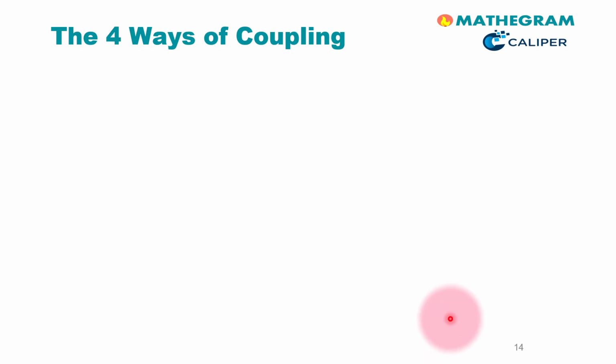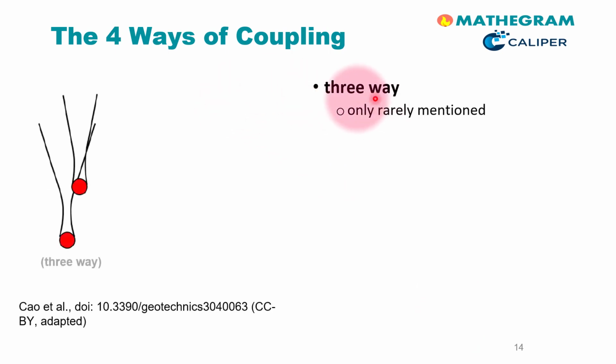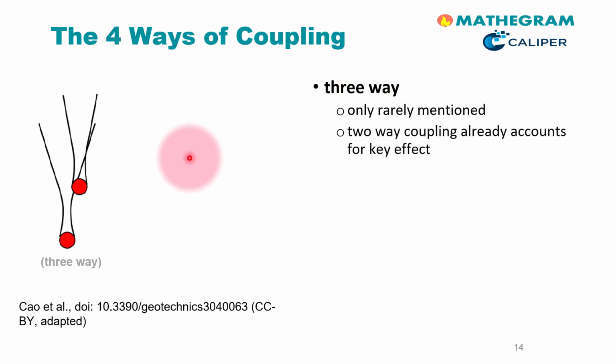A more exotic wording found in literature is that of three-way coupling. It is only rarely mentioned. The reason is that the two-way coupling approach already accounts for a key effect, which is that particles indirectly affect each other via the motion of the fluid.